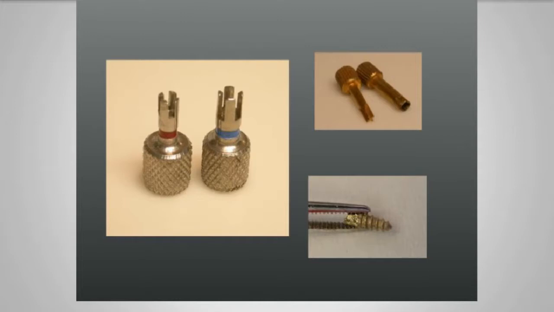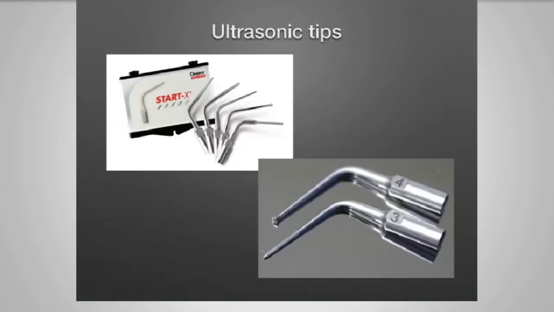Ultrasonic tips. The Startex kit comes with 5 tips, and these are the 2 that I use the most, number 3 and number 4. Number 3 you've already seen me using for removing calcified material over the orifices of the root canals. Number 4 with the bullet tip, this kind of ball-ended tip, is the one to use for removing posts.